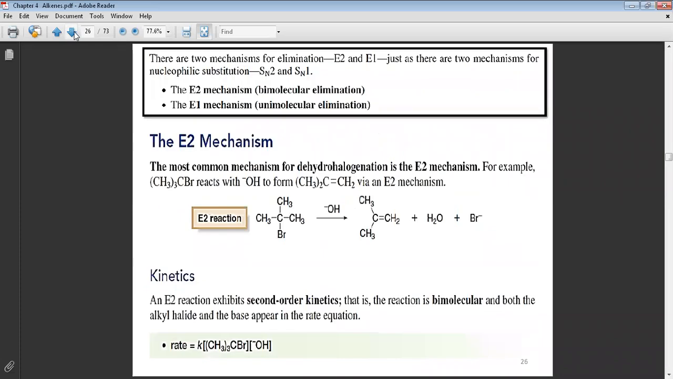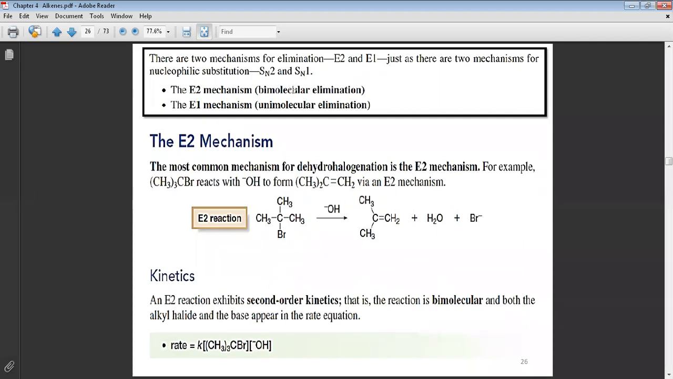He said that here there are two mechanisms. It is like substitution. There are two mechanisms for substitution, SN1 or SN2. The same thing here. We have elimination 2 and elimination 1, and there are differences between them. Like SN2, the E2 mechanism is bimolecular elimination. What does bimolecular mean?